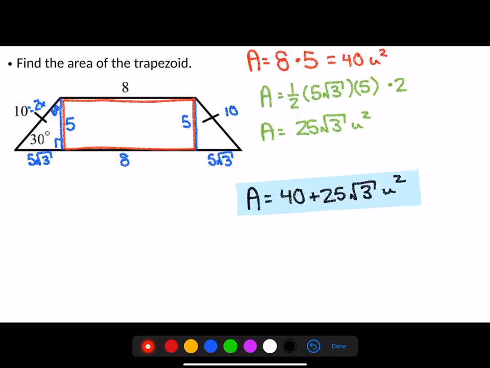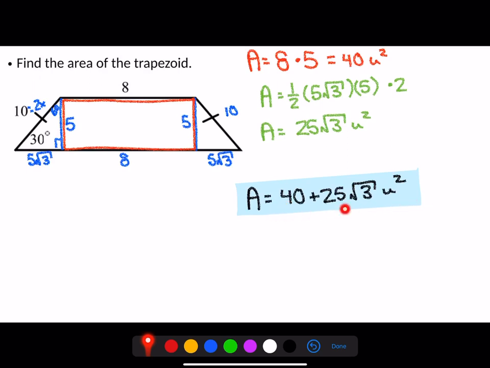And here's the work for us. Again, 25 rad 3 units, because 5 rad 3 times 5. The area of the rectangle is 40 units squared. Adding those two together, we get 40 plus 25 rad 3 units squared. This is the most precise answer.